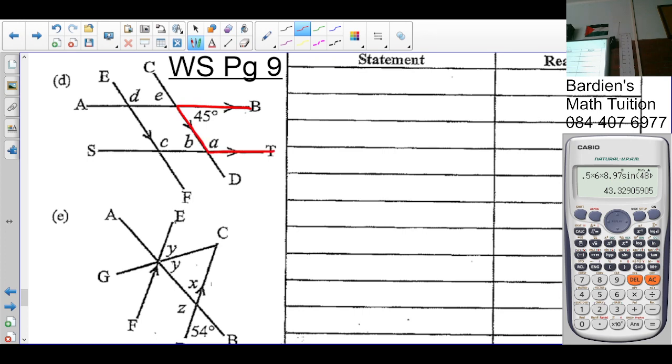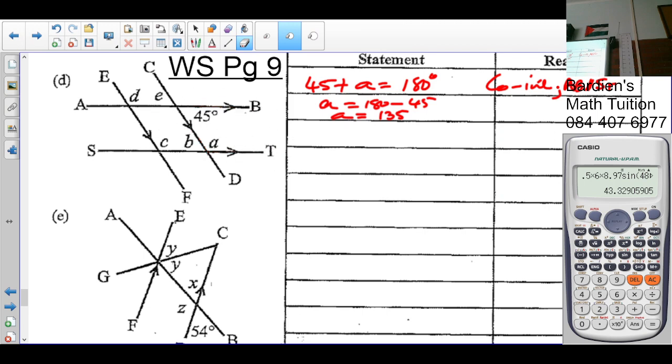There's the U. Not so? So what do we say? 45 degrees plus A is equal to 180. Why? Co-interior angles with AB being parallel to ST. So A is equal to 180 minus 45, which gives you an angle of 135. You understand? The co-interior angles are supplementary. Co-interior angles add up to 180.